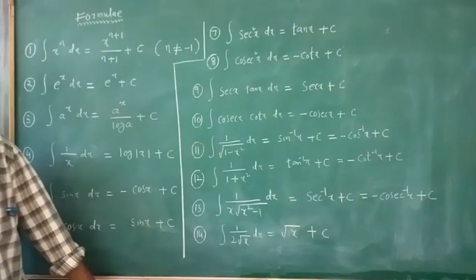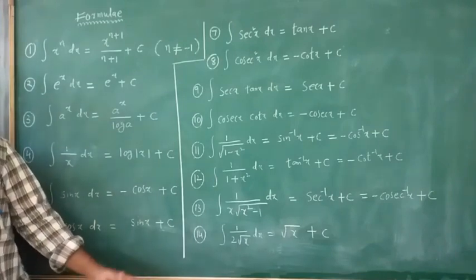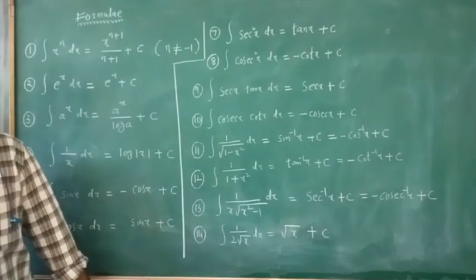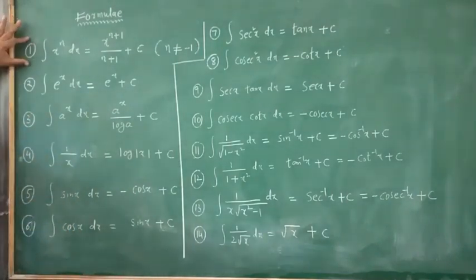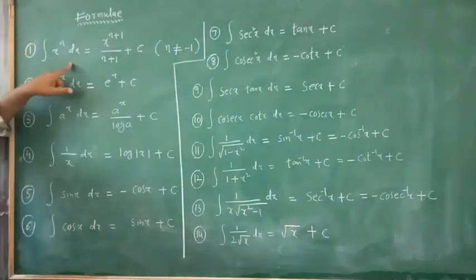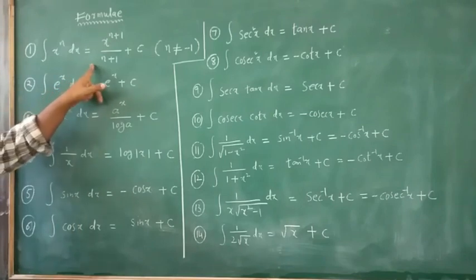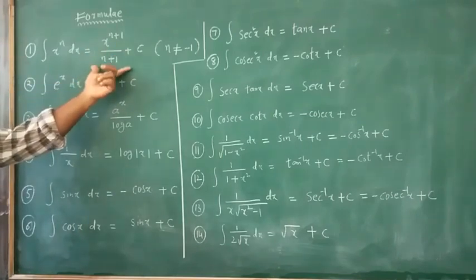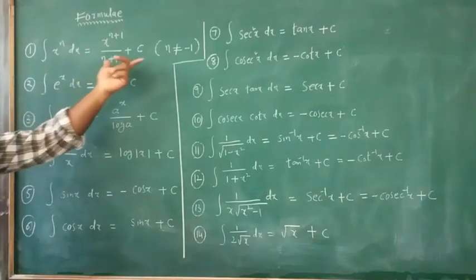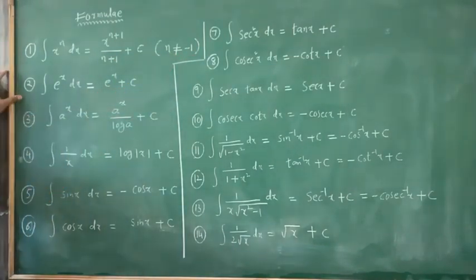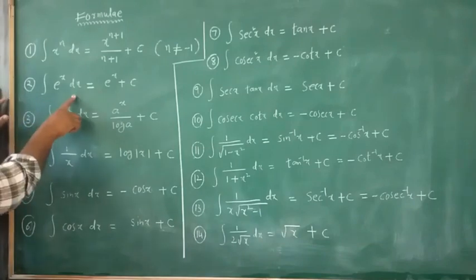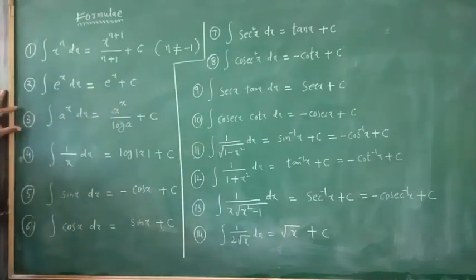In the previous class we already covered these 14 formulae. Once again we will see the first one, that is, the integral of x to the power of n dx is equal to x to the power of n plus 1 divided by n plus 1 plus c. Here the value of n should not be minus 1. Second one, the integral of e power x dx is e power x plus c.